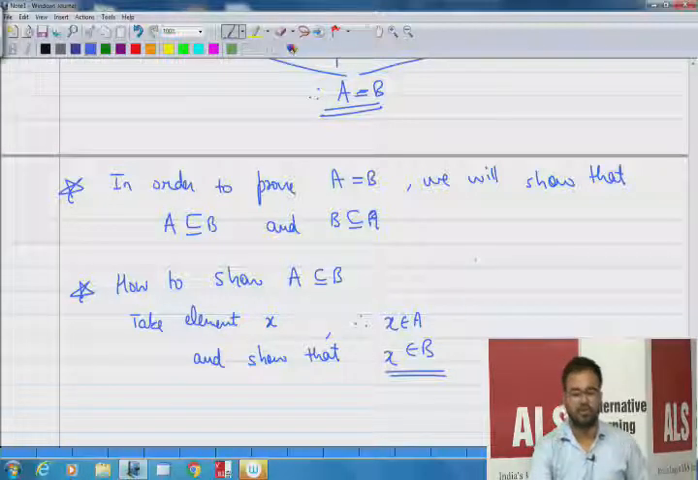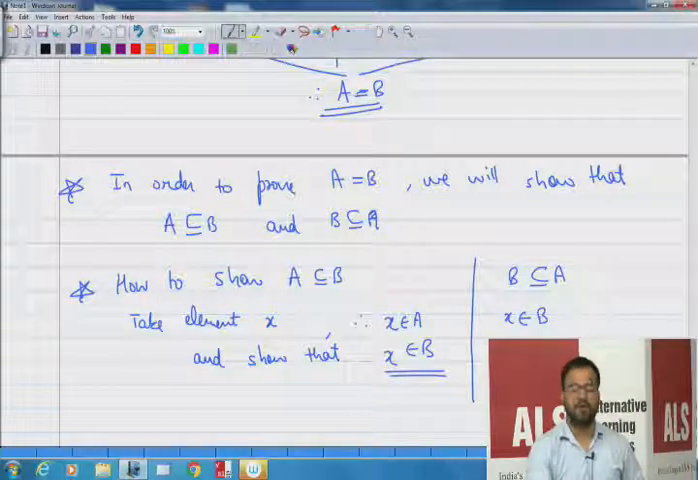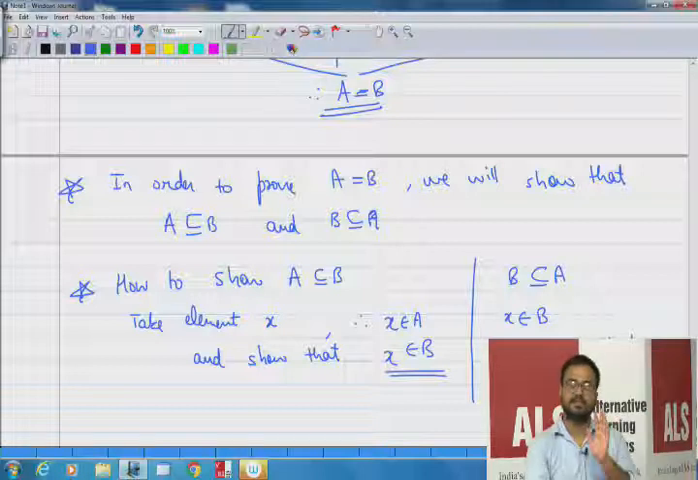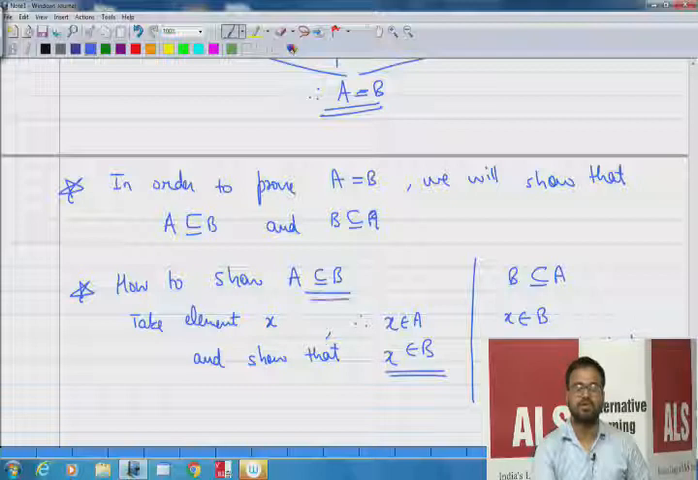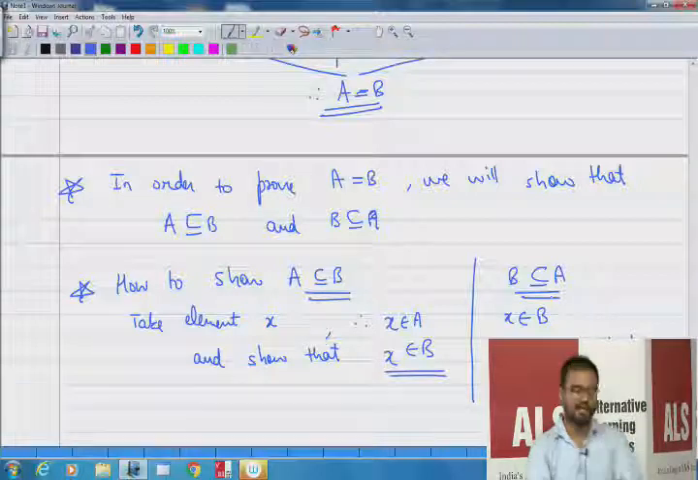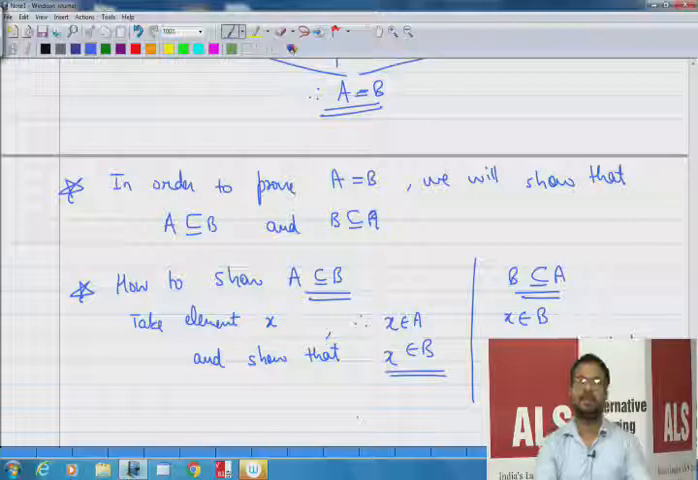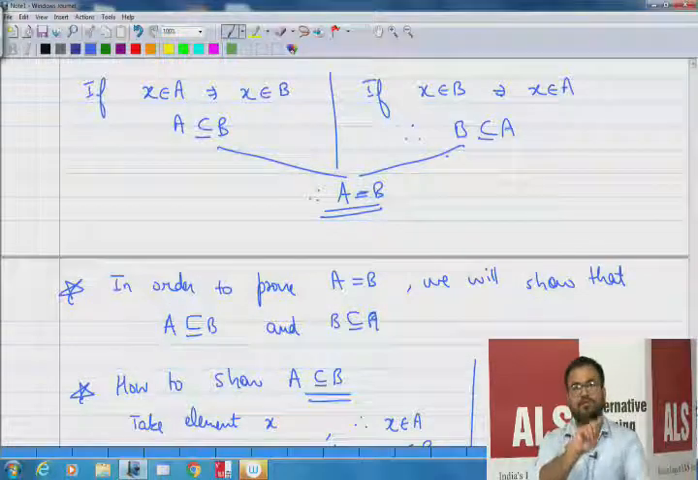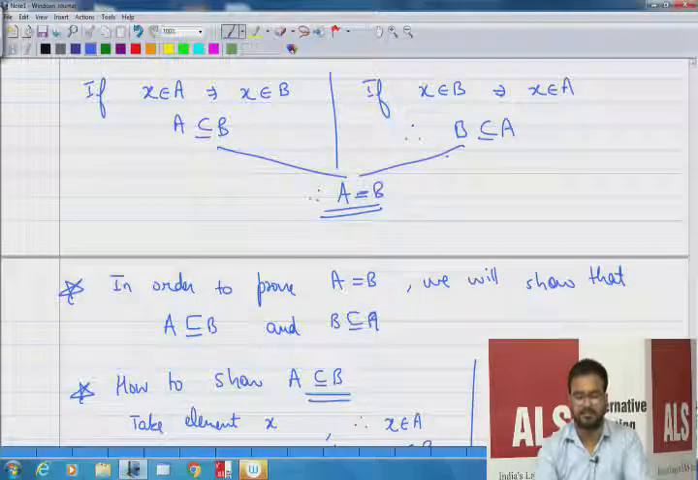Similarly, to show B is a subset of A, we will take X belongs to B, and then we will show that X belongs to A also. It means B is a subset of A, and if we have shown these two things, we will say that A and B both are equal. This is the algorithm which we will use in proving that two sets are equal. So note down this algorithm. This is all very important. In order to prove that two sets are equal, we will say both of them are subsets of each other. That is the basic thing.